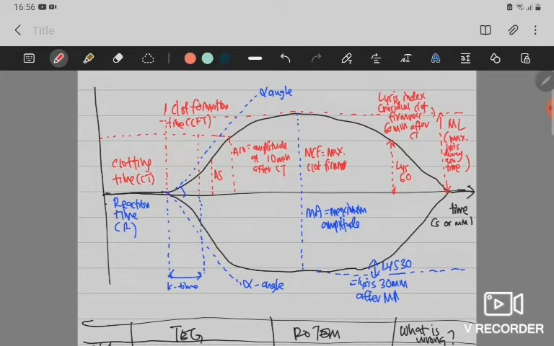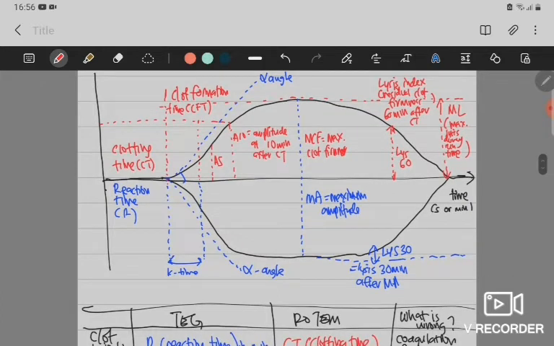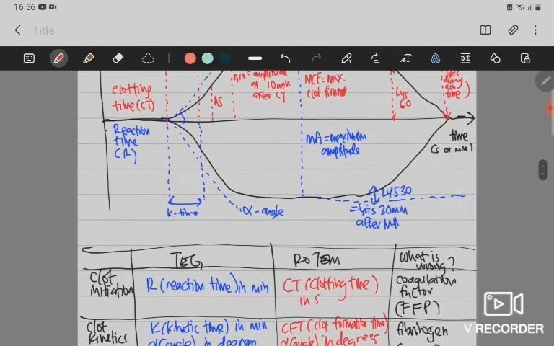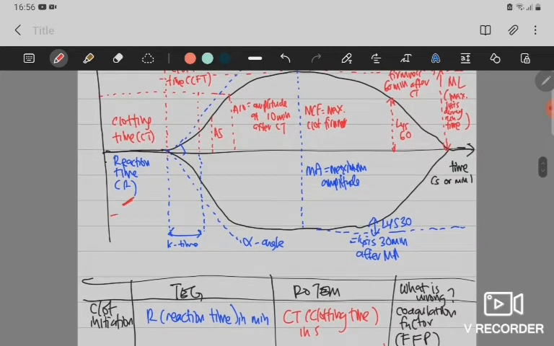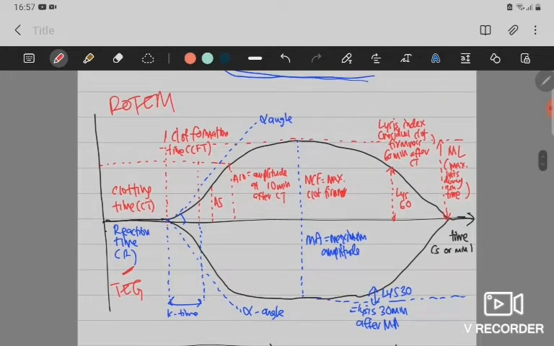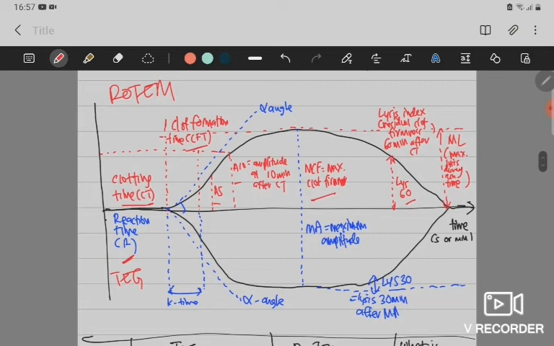So you have the red, all this red is for ROTEM, while the blue one is the nomenclature for TEG. Okay, so for ROTEM we have clotting time, we have clot formation time, we have A5, A10, we have the maximum clot firmness, and we have lysis 60.